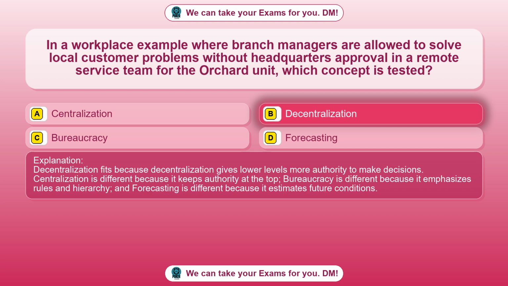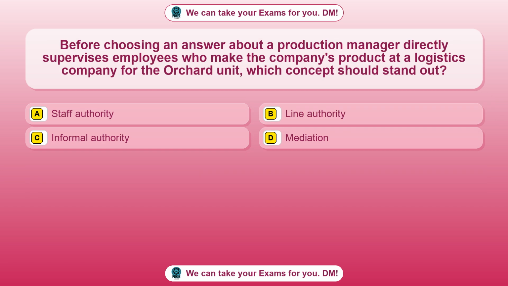Decentralization fits because decentralization gives lower levels more authority to make decisions. Centralization is different because it keeps authority at the top. Bureaucracy is different because it emphasizes rules and hierarchy, and forecasting is different because it estimates future conditions. Question 53. Before choosing an answer about a production manager who directly supervises employees who make the company's product at a logistics company for the Orchard unit, which concept should stand out?